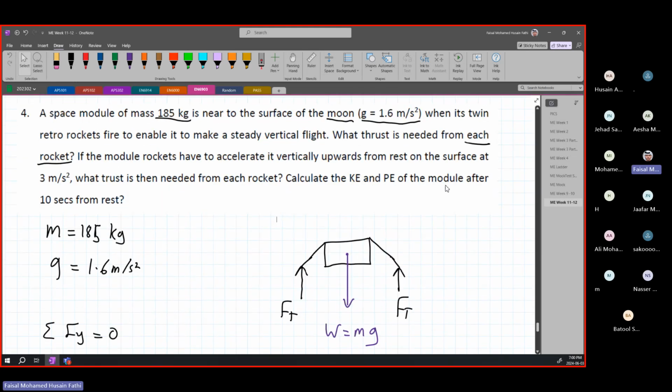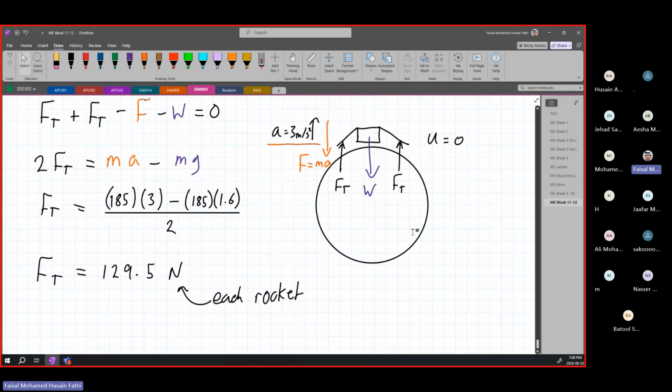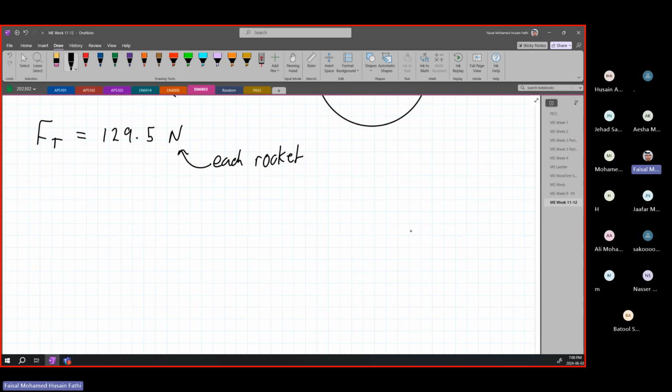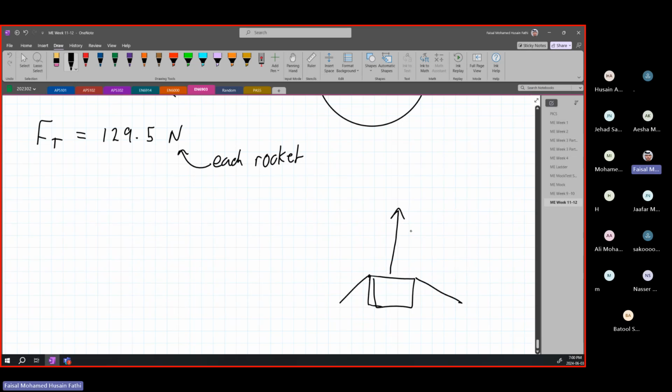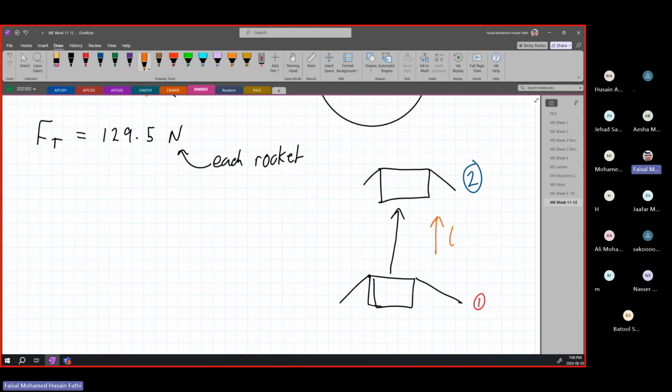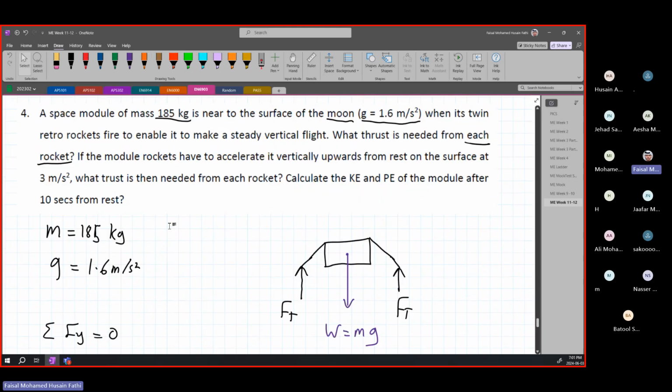Calculate the kinetic and potential energy of the module after 10 seconds from rest. So the rocket that we have is now taking off from rest. It is going into another phase over here where it has taken off. This is our phase 1 and this is our phase 2. And the time it took to go from here to here was 10 seconds. Yep, after 10 seconds.